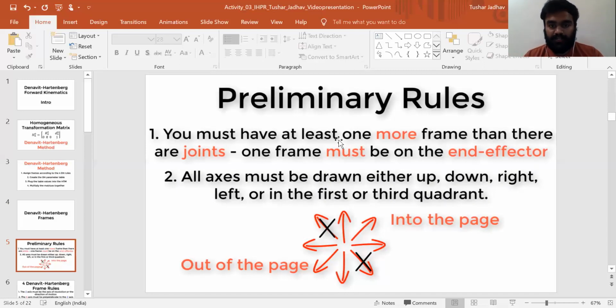Then all axes must be drawn either up, down, right, left, or in the first and third quadrant, like into the page and out of the page. In the second and fourth quadrant you can draw it, but it becomes very tedious because values tend to alternate, like one positive, one negative, one positive, one negative. That becomes very difficult mathematically. So generally it is into the page in the first quadrant, and out of the page in the fourth quadrant.